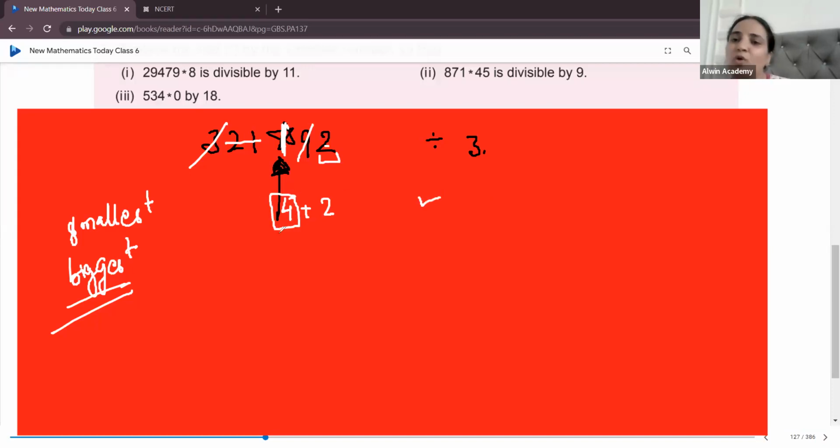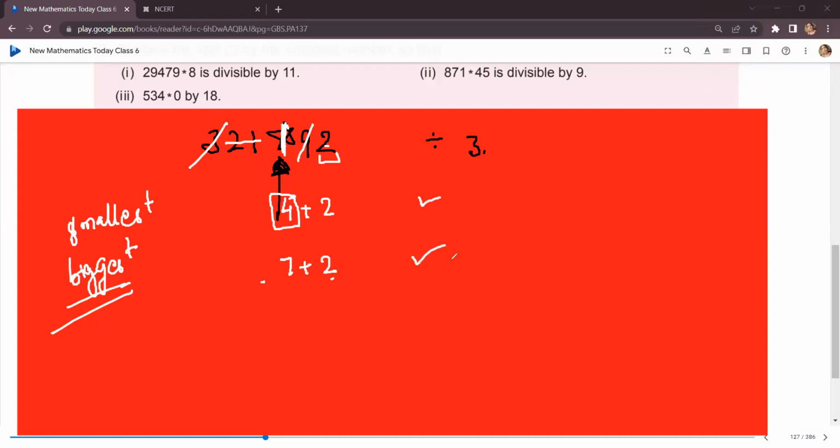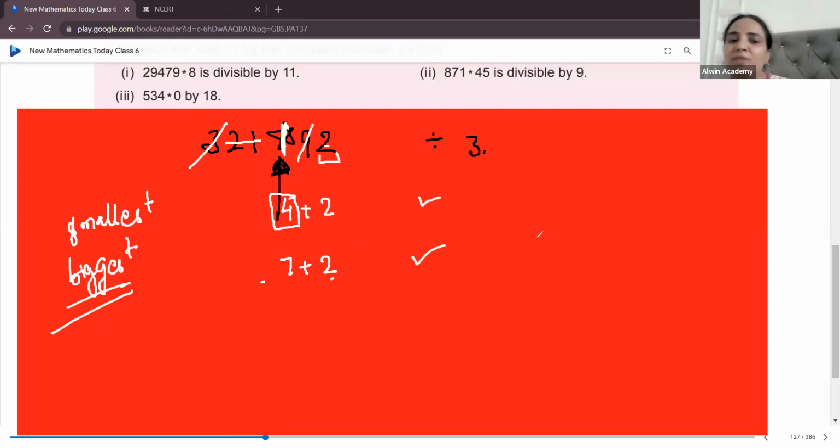And look, try the next option. After 4, we add 3 more, so 7. So what is 7 plus 2? 7 plus 2 is 9, which is again divisible by 3. So this means the answers can be 1, 4 or 7.